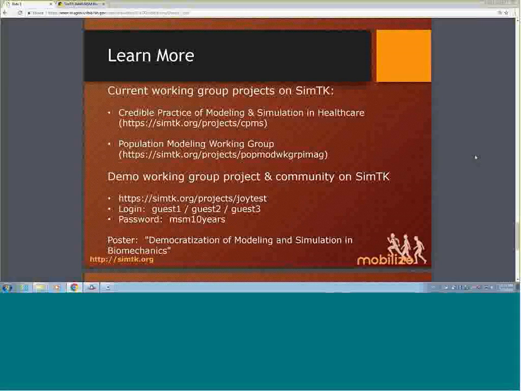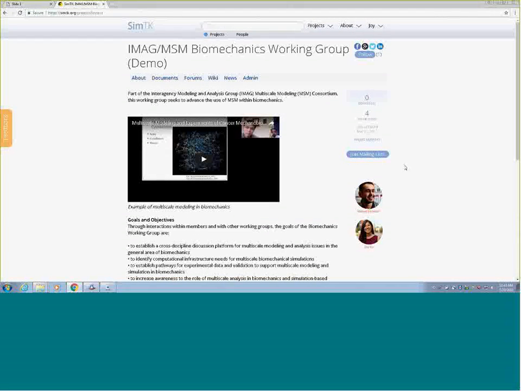It's simtk.org/project/joytest. Log in as either guest 1, 2, or 3 using the password MSM10years. And that will give you administrative privileges for that project. So you can go and turn on different features. This is what it looks like. You can go under here. You can edit the project info, add different people as members, play around with the various features and get a feel for what a project actually can enable.